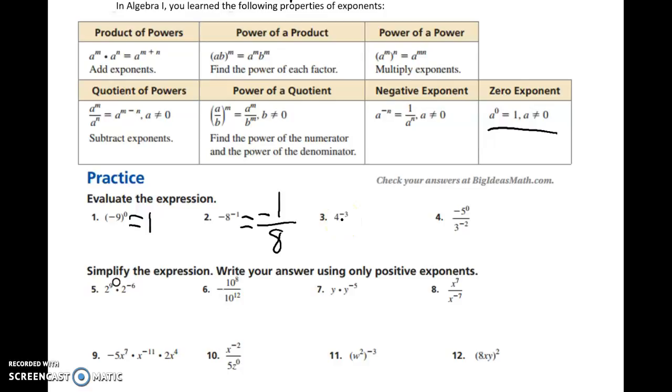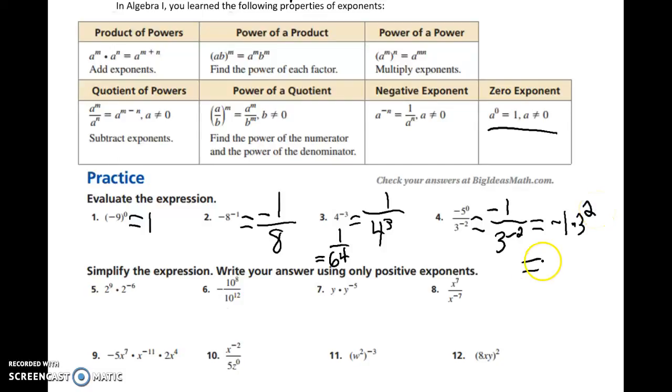And 4 to the negative 3 will be 1 over 4 to the third, which is the same thing as 1 over 64. And then here, 5 to the 0 power, we know, is 1, so I have negative 1 on top. And 3 to the negative 2 means we bring that up to the top. So I would have negative 1 times 3 squared, which is just going to be negative 9.